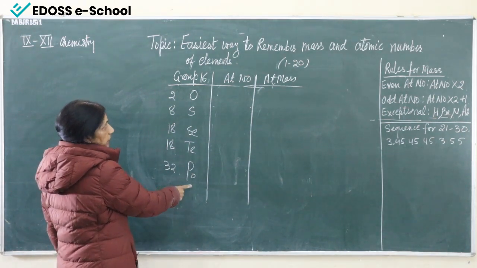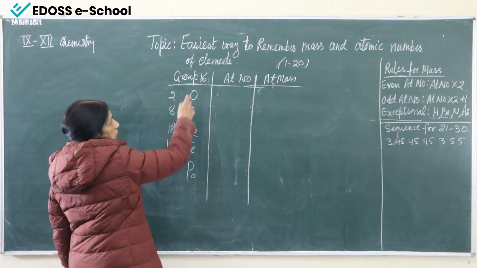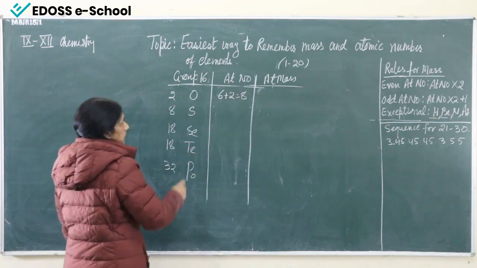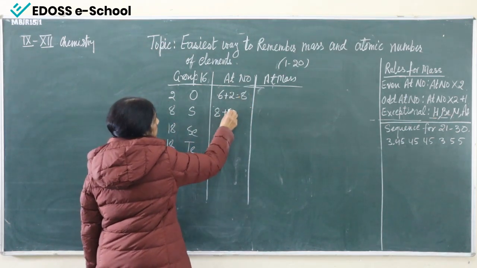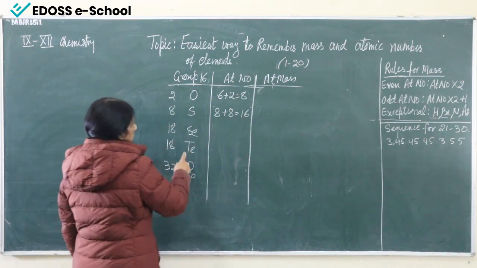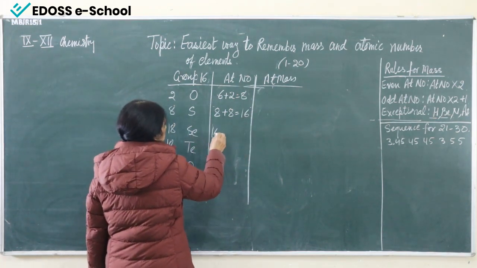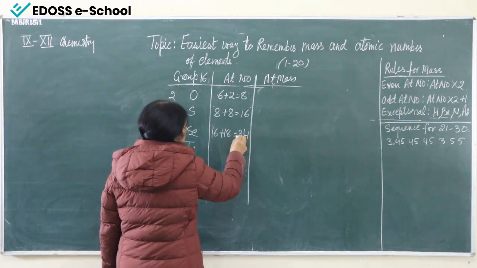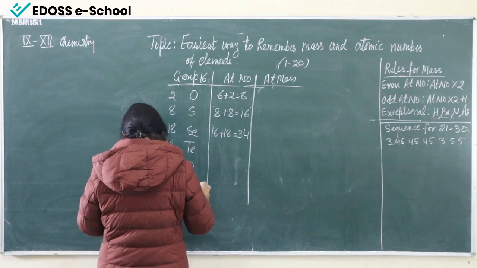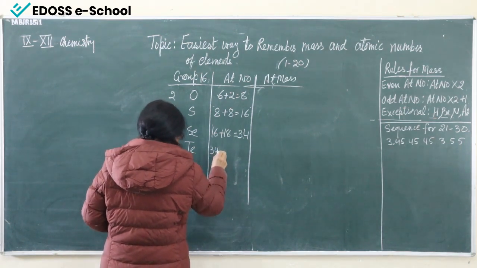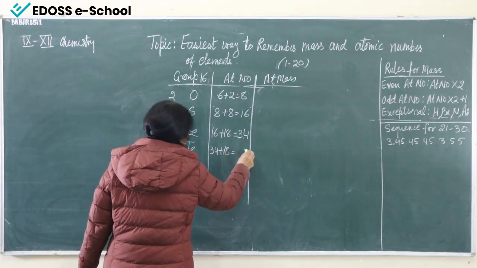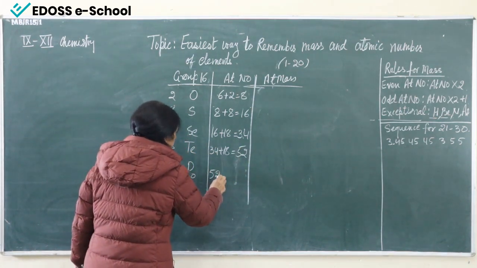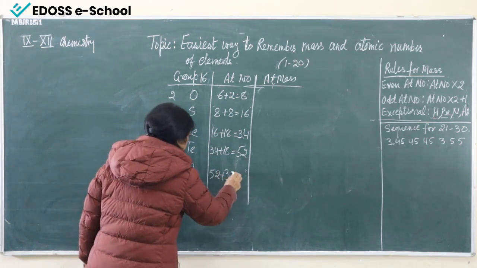Okay, so atomic number, because this is group 16, so in 6 we will add 2. Here 8 we will add 8. And here for 16 we will add 18. And here for 34 we will add 18 again. And for polonium 52 we will again add 32.